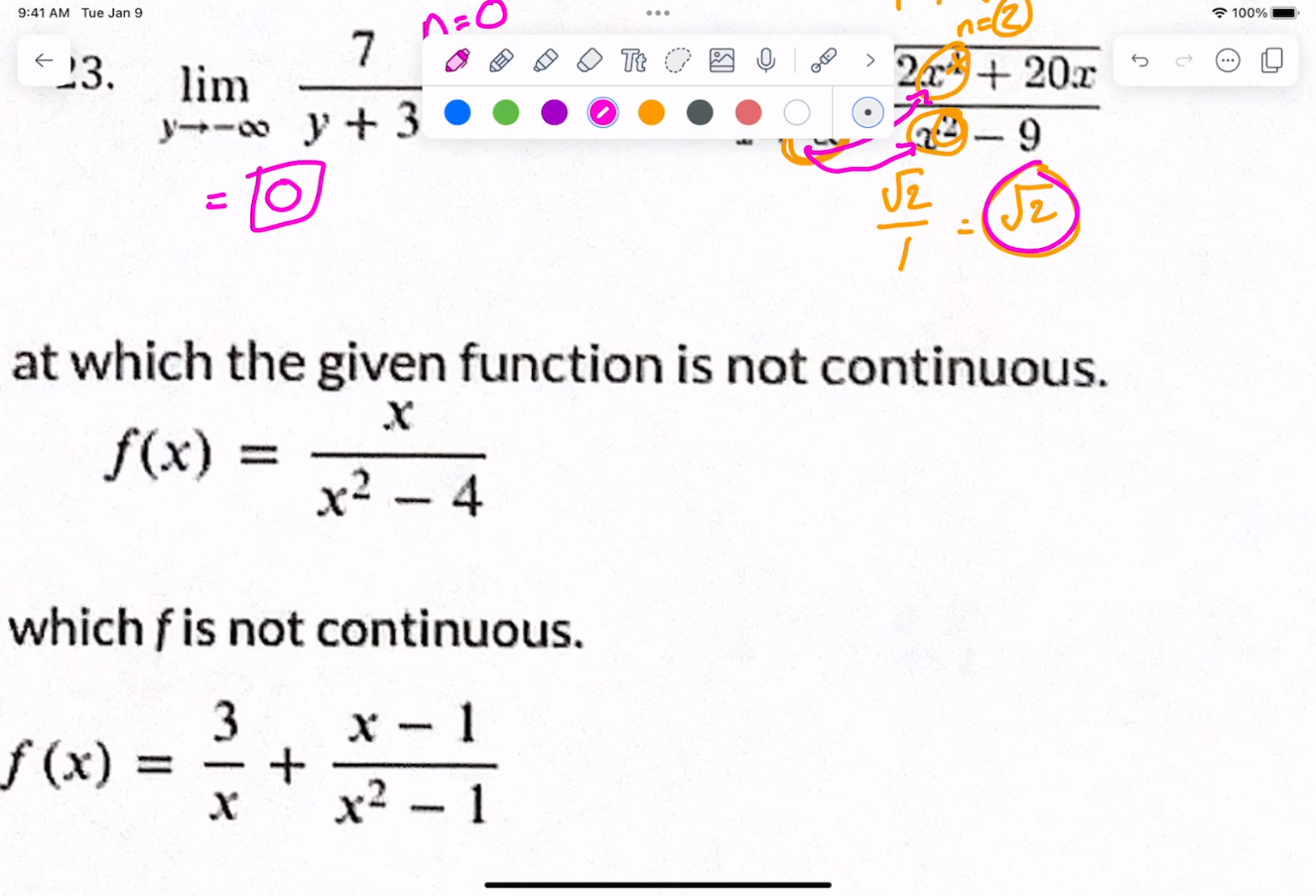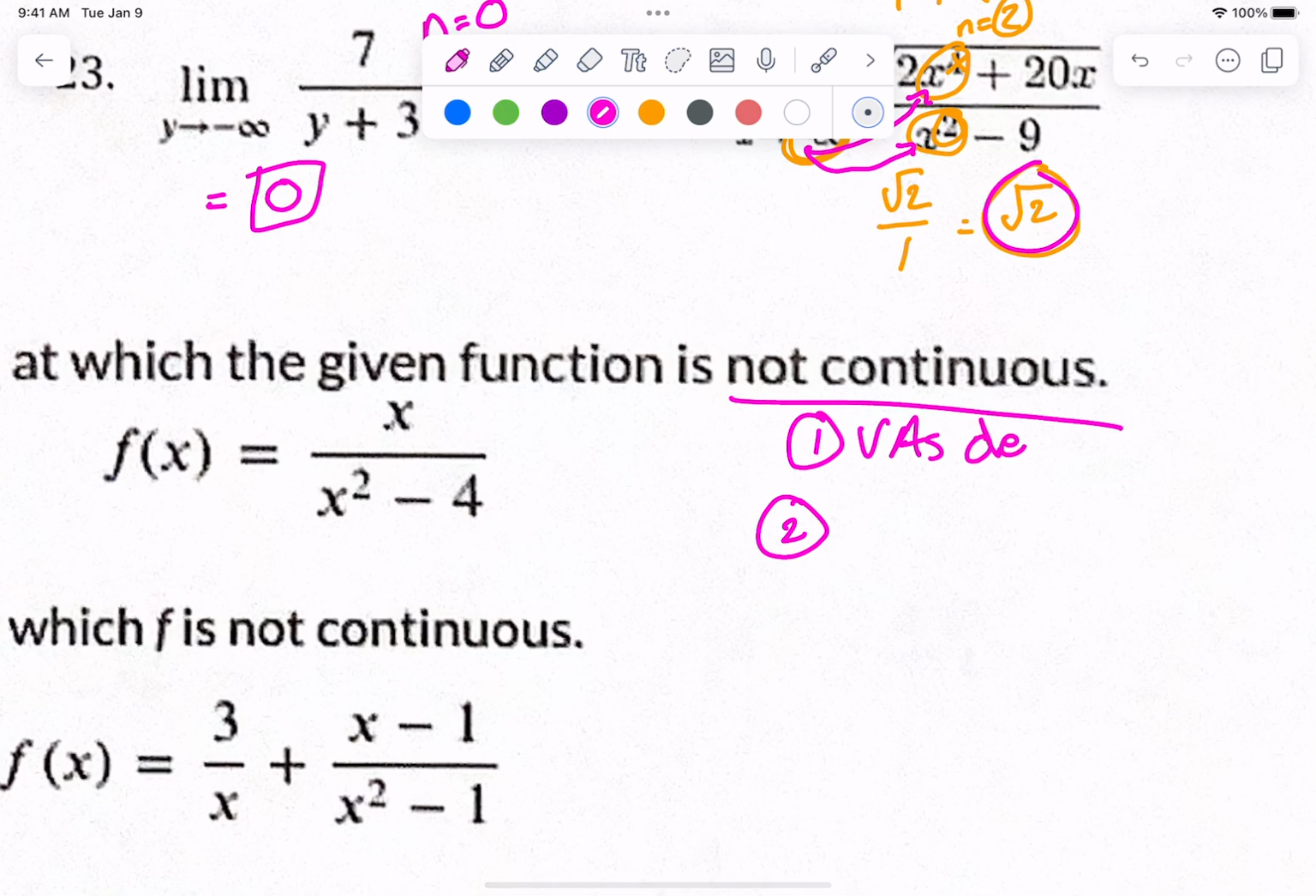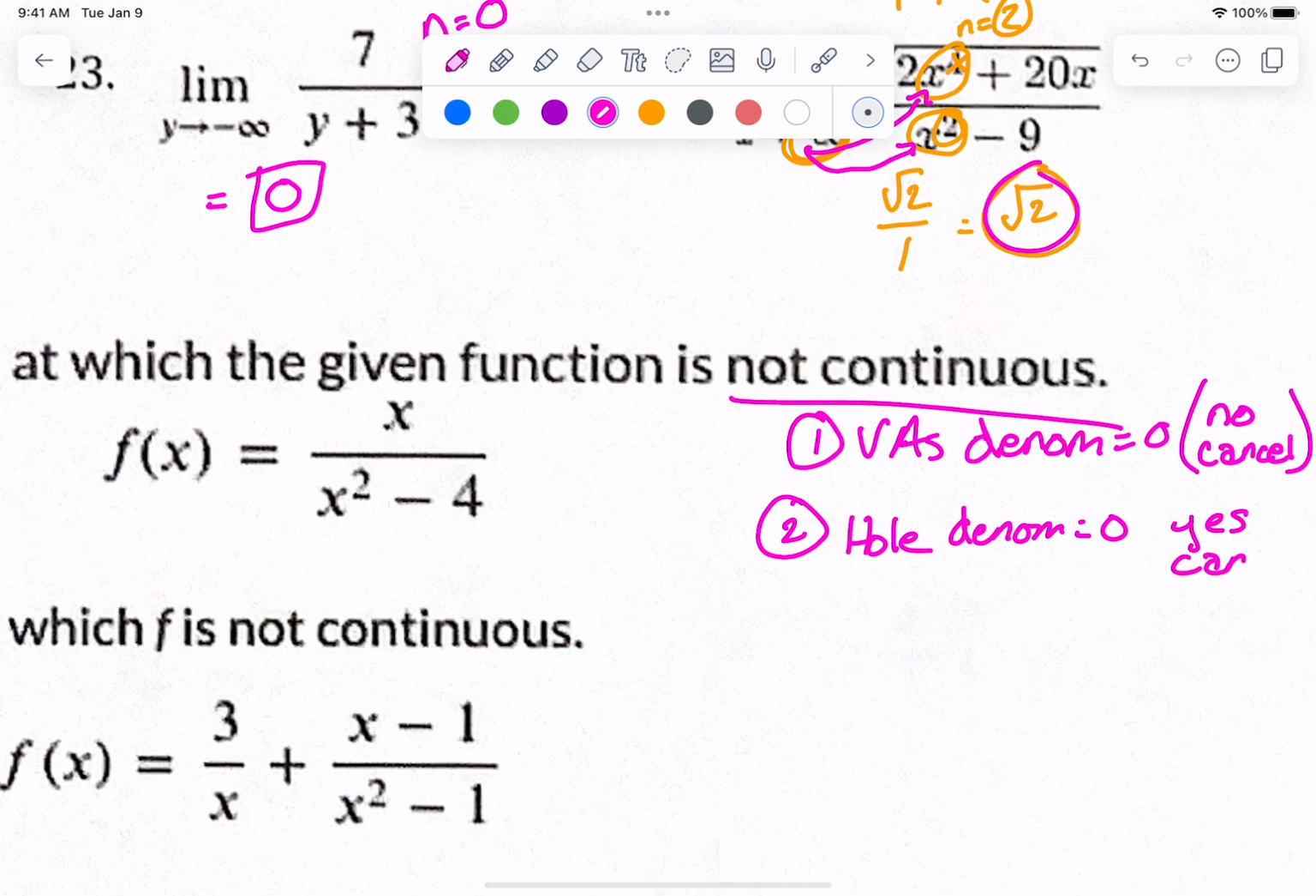Do you want to write that on your note card? Not continuous. You're looking for holes, VAs, or piecewise. How do you know it's a VA, by the way? The denominator on the bottom equals 0 and doesn't cancel. A hole is when the denominator equals 0, but yes, it cancels. And the third one is a piecewise.